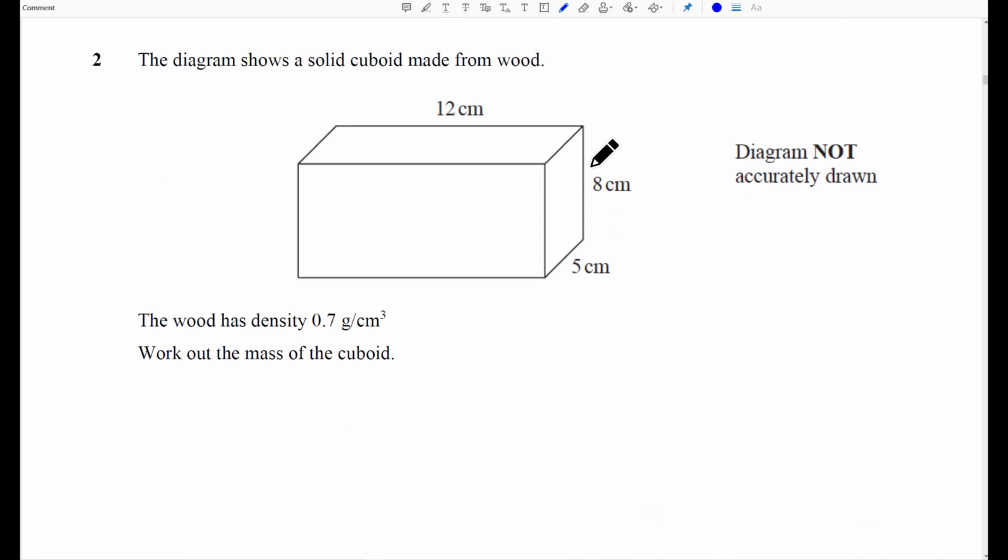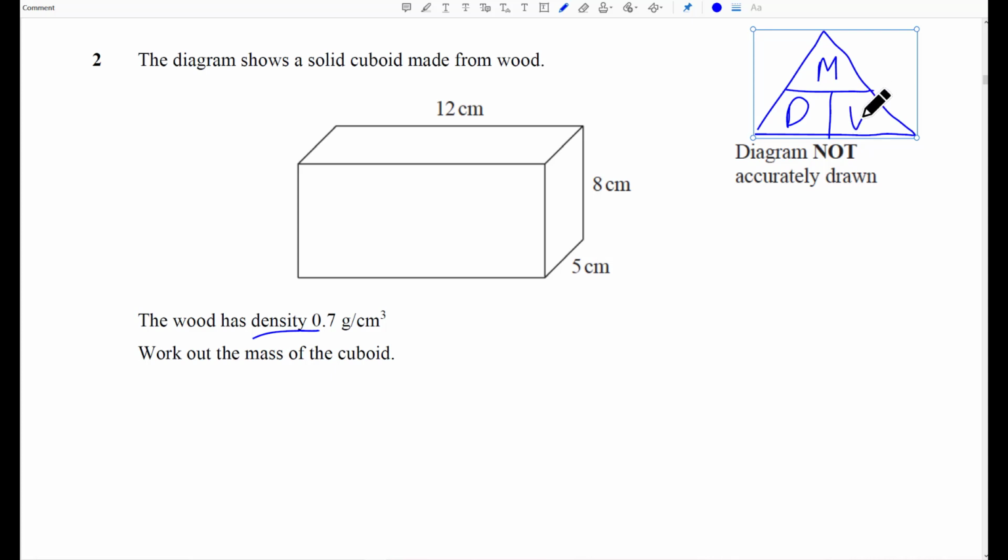Question 2. Right, so as soon as you see the word density, think about this is the marriage arch, and I remember that David Beckham married Victoria. That's the formula. So we have the density, we want to work out the mass. So mass equals D times V.